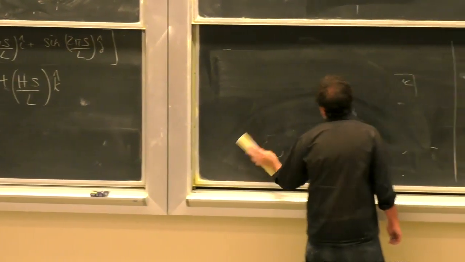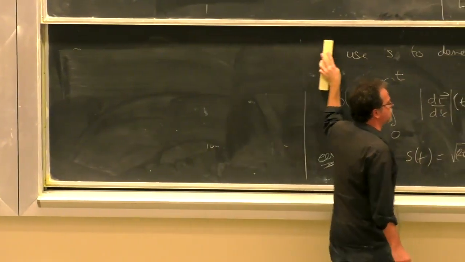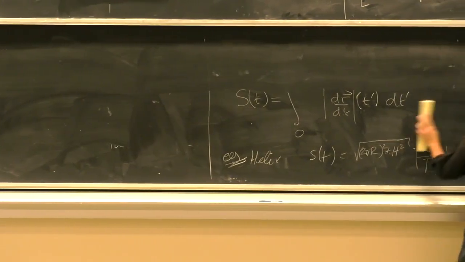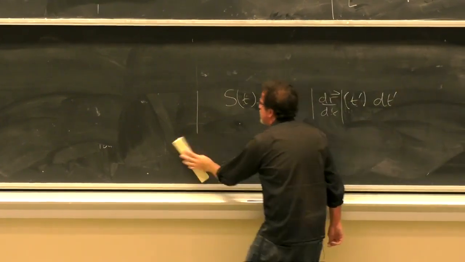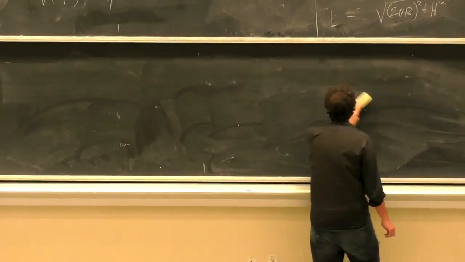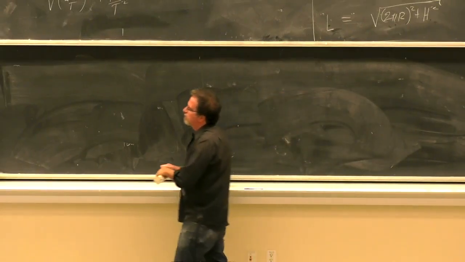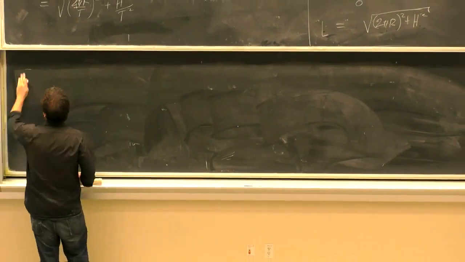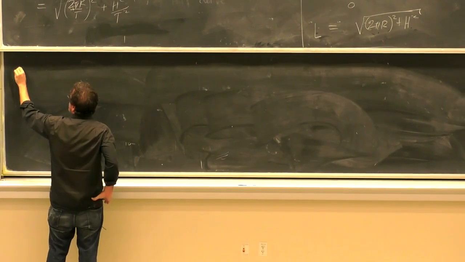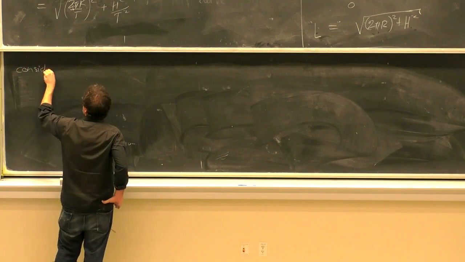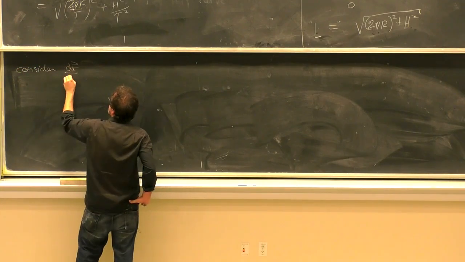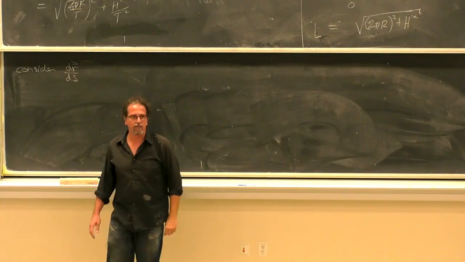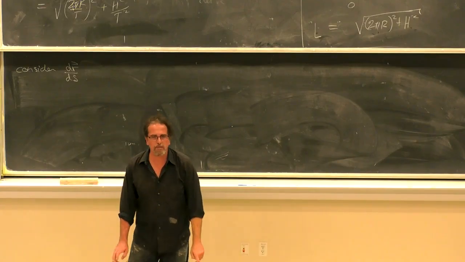And now I have a function r of s. What is the derivative of that function with respect to s? Let's consider the derivative. Consider dr ds. What are the dimensions of this thing going to be?